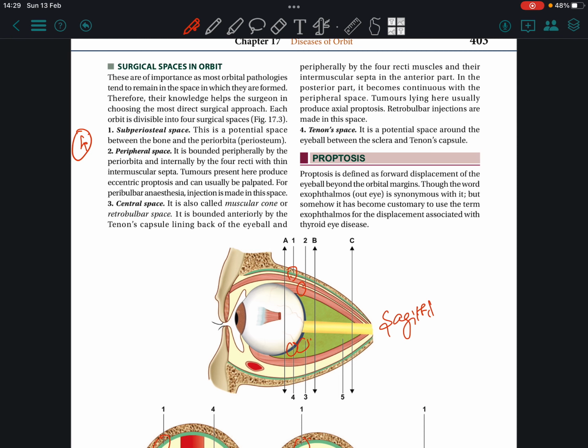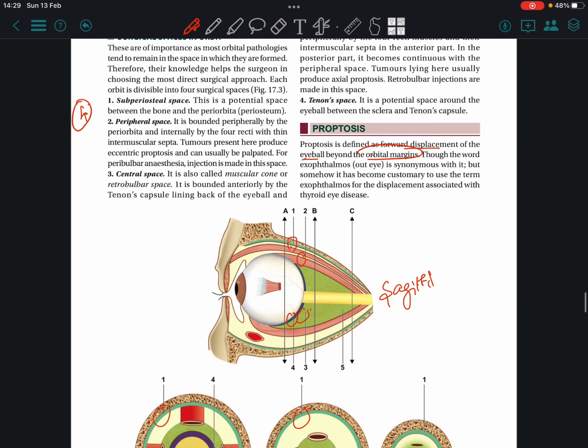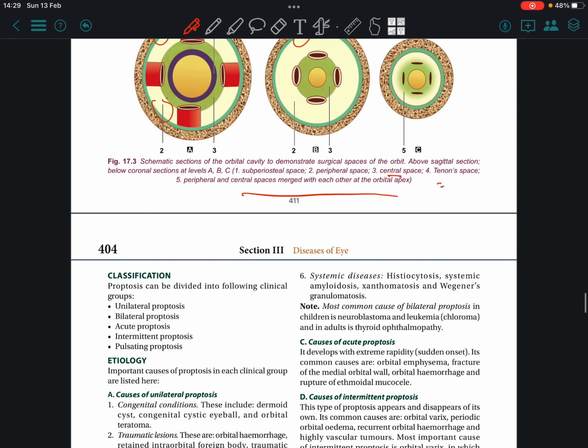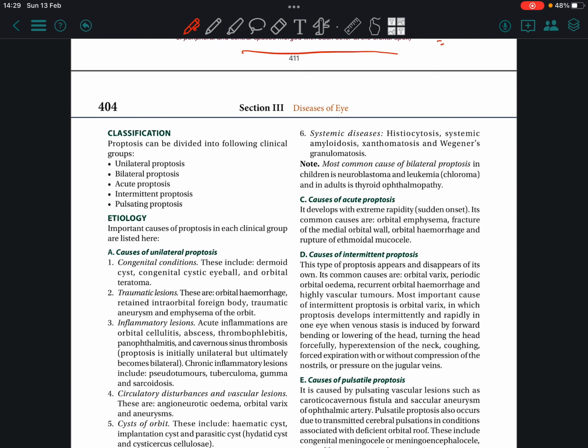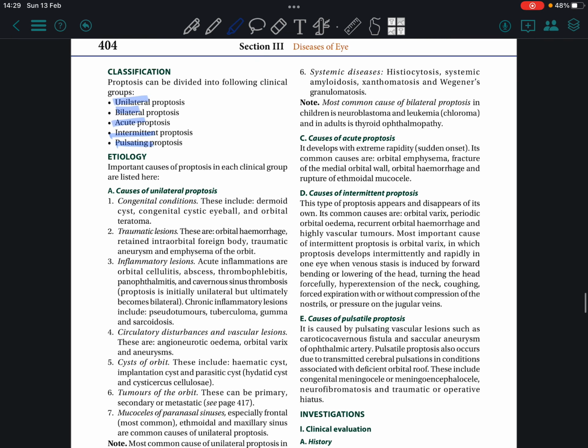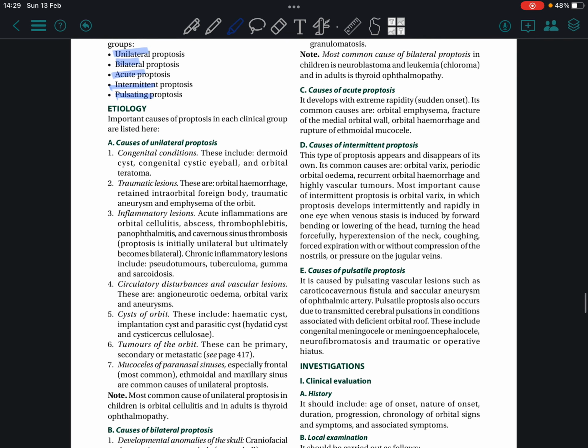Proptosis is defined as forward displacement of eyeball beyond the orbital margin. Though exophthalmos is synonymous with it, somehow it has become customary to use the term exophthalmos for the displacement associated with thyroid eye disease. Then classification: unilateral, bilateral, acute, intermittent, pulsating. 5 types are there.